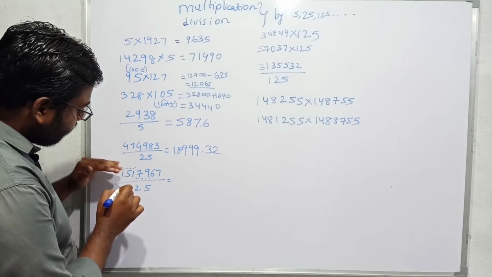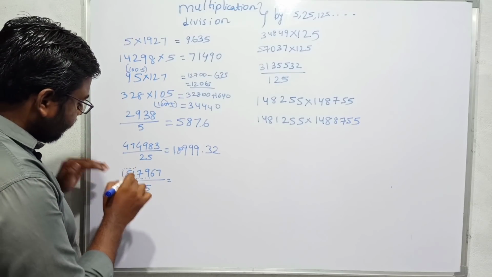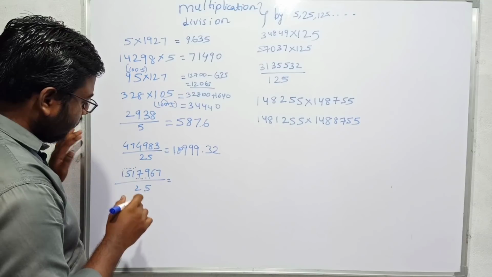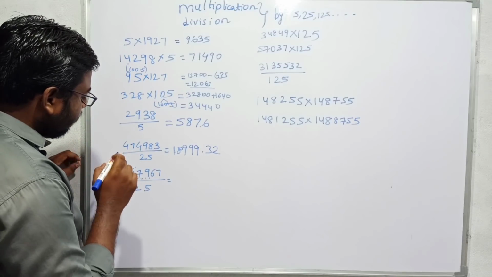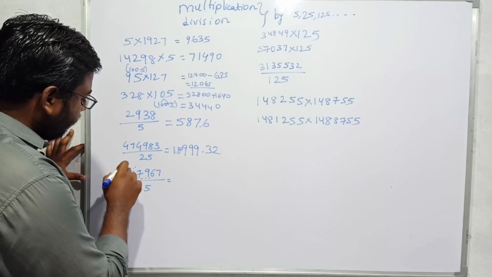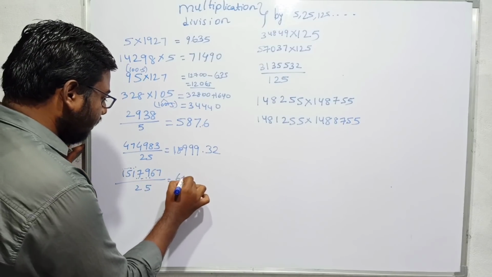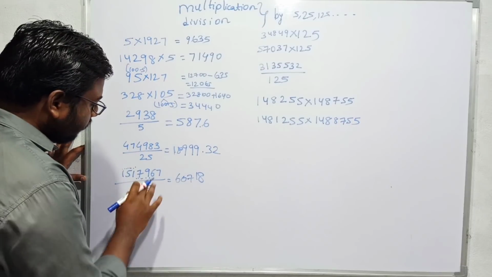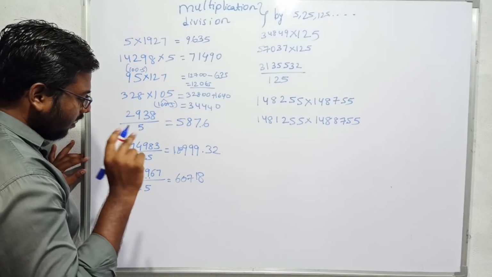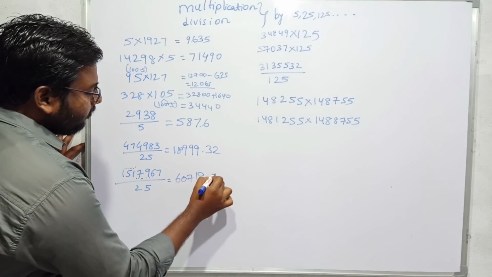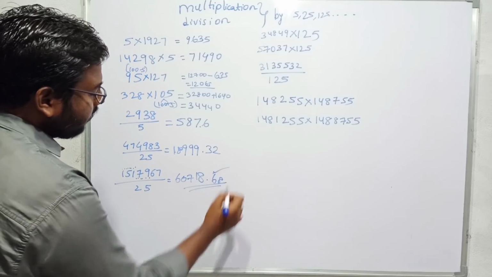So I will group this like this: 151 into 4, 604, 79 into 4, 320 minus 4, 316. So 604 plus 3, 607, 16, 607, 18. Why I added 2? Because here 50 is there. So in 50s there are 2 25s. 17 means 0.68. This will be the result of this.